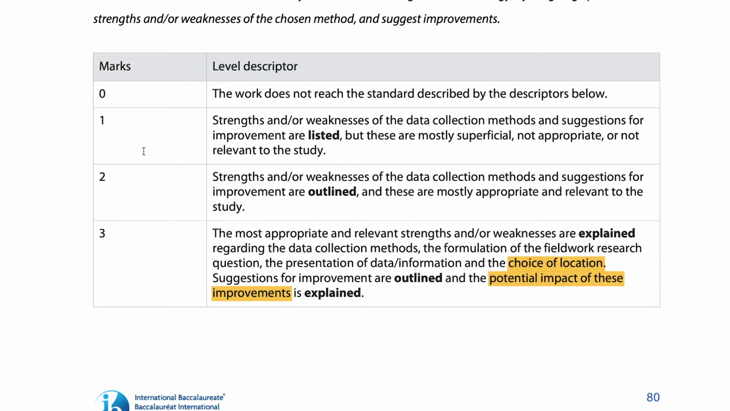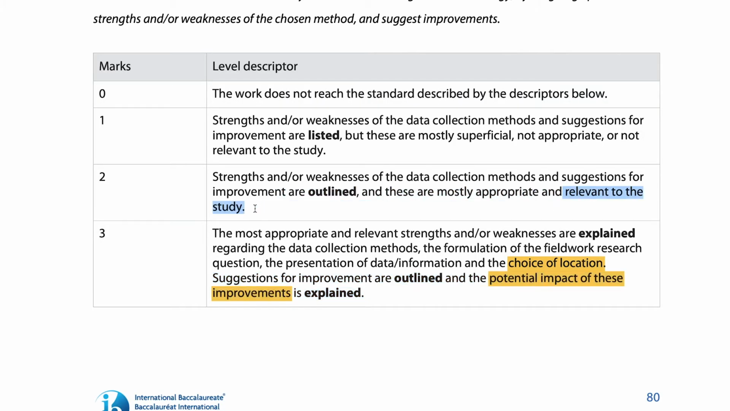So really point out, because look at the difference between the second and the third mark band. It says suggestions for improvements are outlined and mostly relevant to the study. There's nothing really to it. Meanwhile, on the top mark band, it says suggestions are outlined and the potential impact of these improvements is explained. So please make sure you include the potential impacts and real life potential impacts of extending your study, or either using different equipment, measuring something else, or whatever you find that is most appropriate. It has to extend and have potential impacts. And please, again, make it relevant to your study.